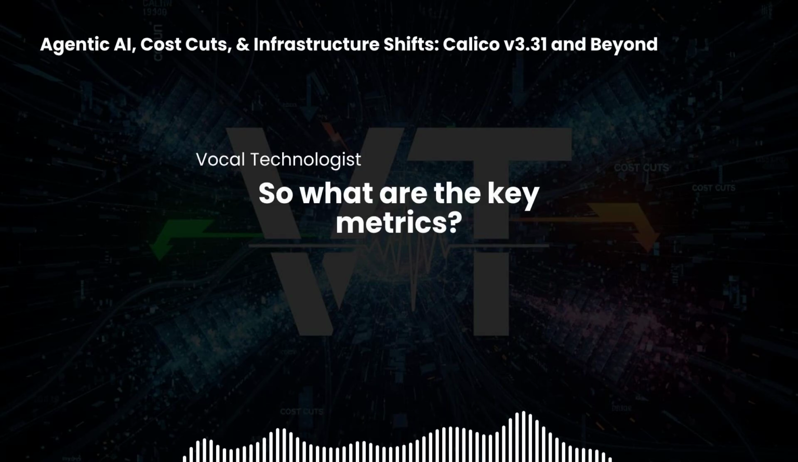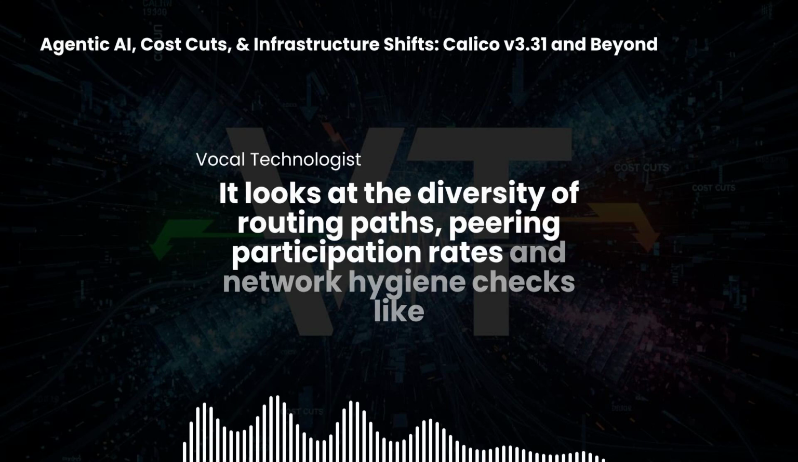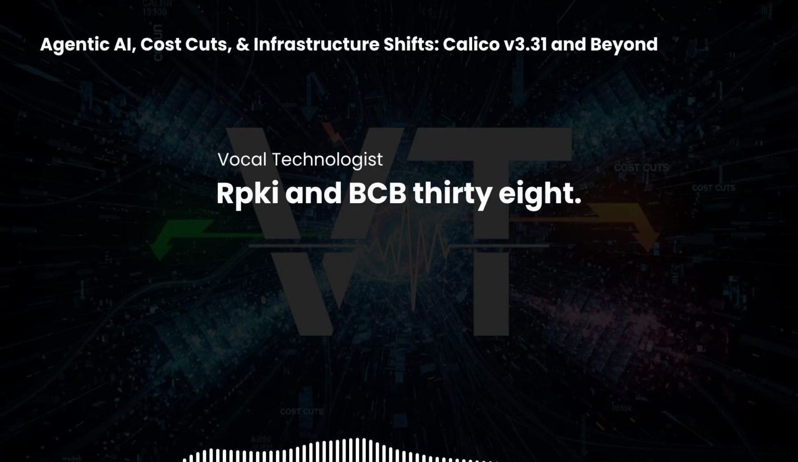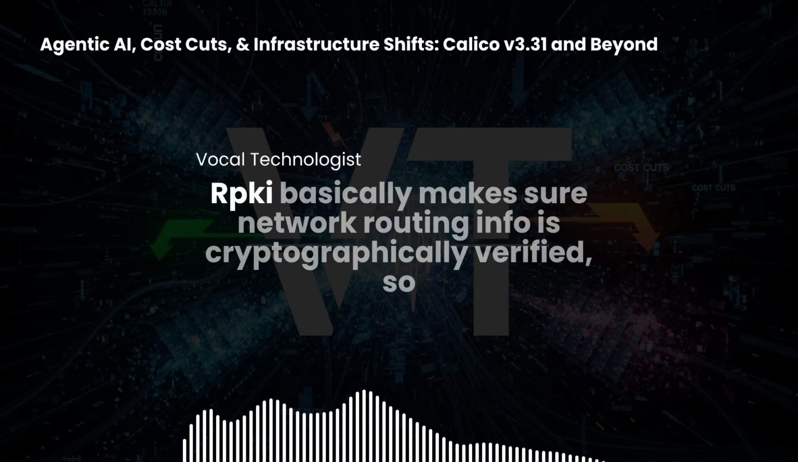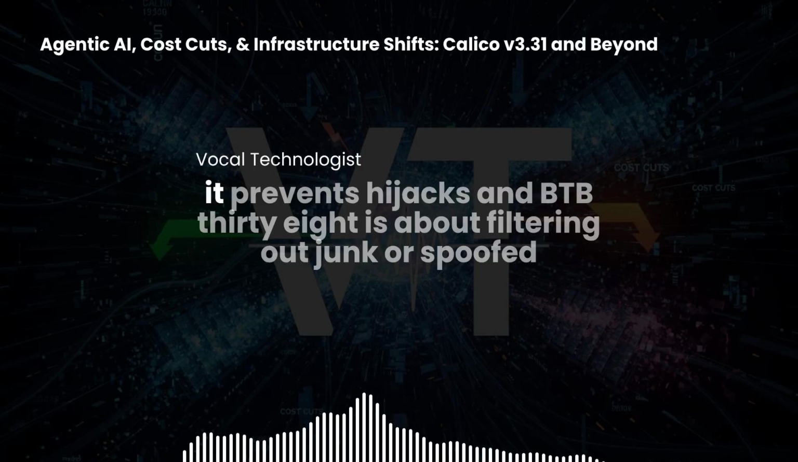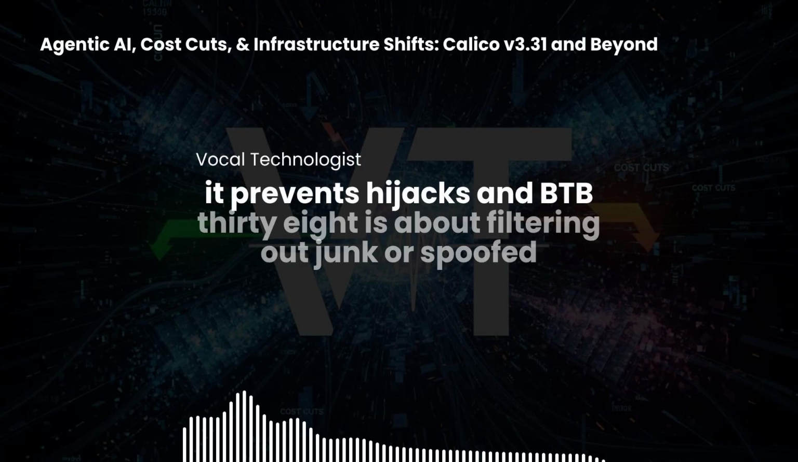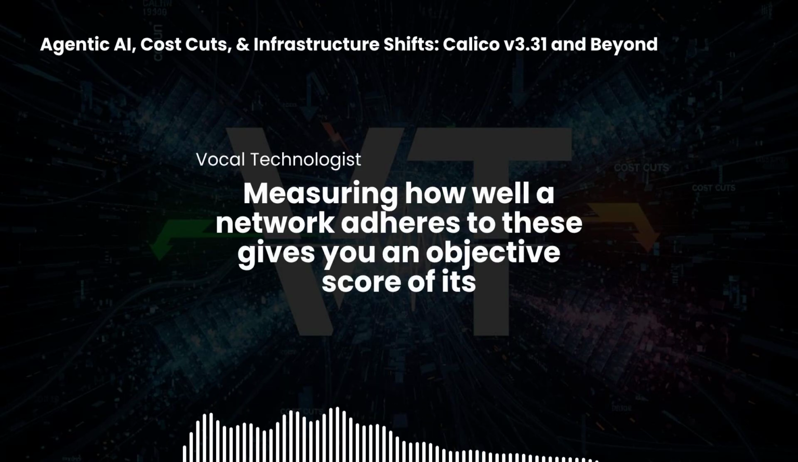So what are the key metrics? It looks at the diversity of routing paths, peering participation rates, and network hygiene checks like RPKI and BCP38. Can you define those hygiene checks quickly? They sound pretty specialized. Sure. RPKI basically makes sure network routing info is cryptographically verified, so it prevents hijacks. And BCP38 is about filtering out junk or spoofed traffic. Measuring how well a network adheres to these gives you an objective score of its resilience.